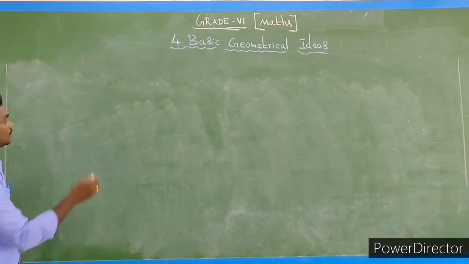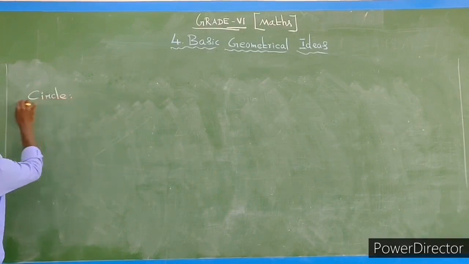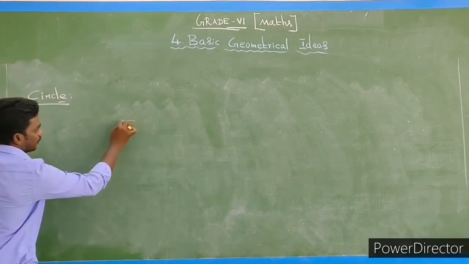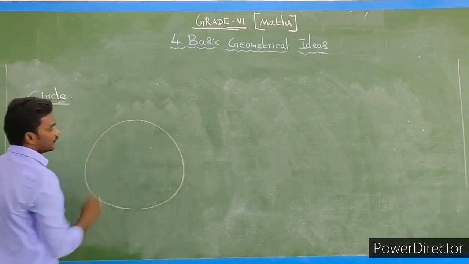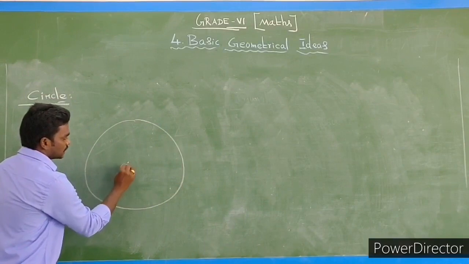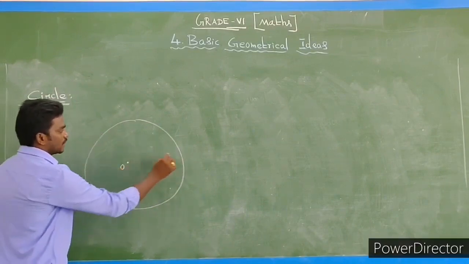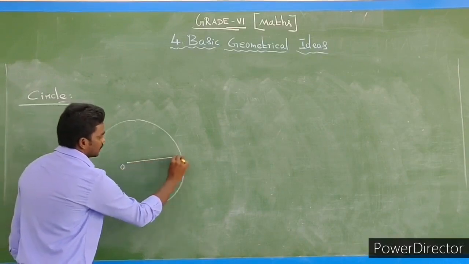So the next one is circles. What is a circle? We know a circle is a simple closed figure. This point O is the heart of the circle, that means the center of the circle. A circle is a simple closed figure, and this is a line segment.